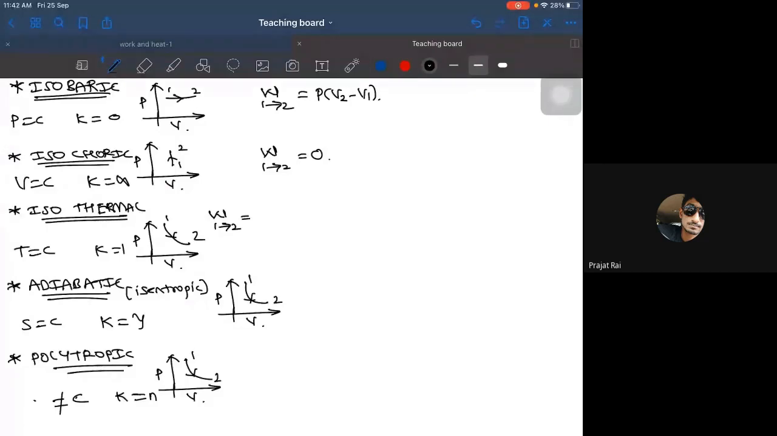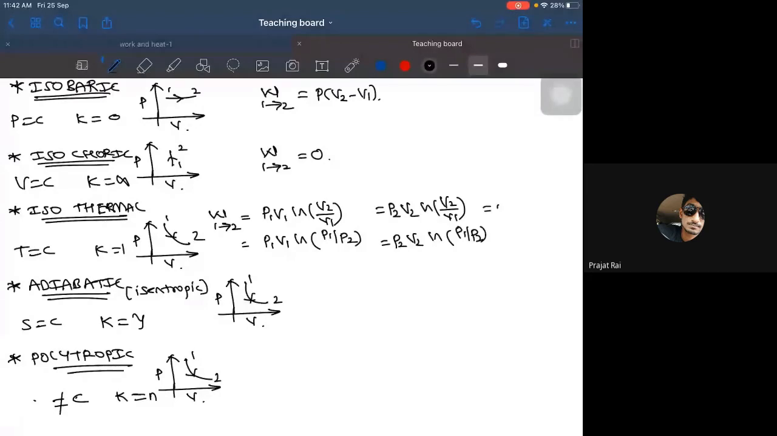The first one is P1 V1 into ln of V2 by V1. The second is P1 V1 into ln of P1 by P2. The third is P2 V2 into ln of V2 by V1. And the fourth one is P2 V2 into ln of P1 by P2. In terms of temperature, it is mRT into ln of V2 by V1, and mRT into ln of P1 by P2.